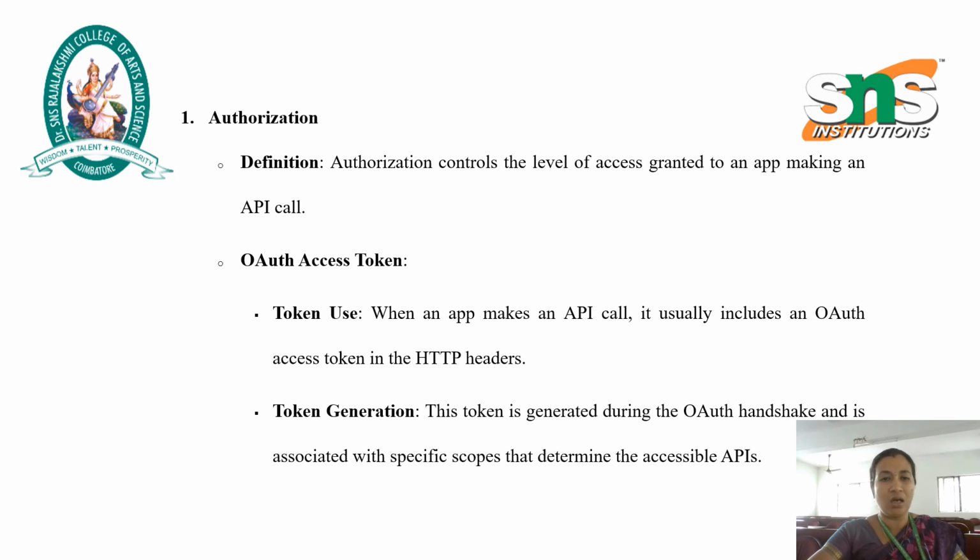The OAuth access token is used when an app makes an API call. It usually includes an OAuth access token in the HTTP headers. Token generation: this token is generated during the OAuth handshake and is associated with specific scopes that determine the accessible APIs.